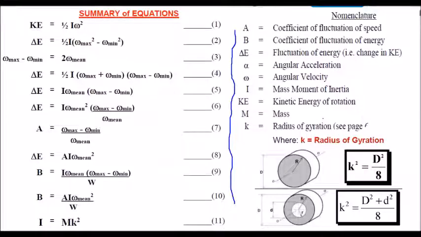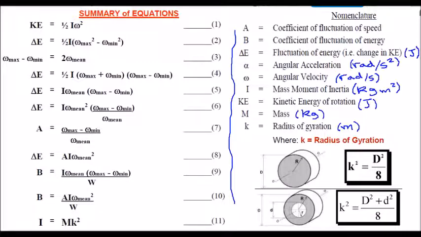And there's a summary of the equations. There are more equations in your booklet than I've got there, but those are the ones we'll be using in the work we're going to do. I did put the units on just for reference as well. Fluctuation energy is in newton meters or joules. Angular acceleration, if that occurs in our calculations, will be radians per second squared. Angular velocity is radians per second. Mass moment of inertia is kilogram meters squared. The KE terms, delta E terms, are the same in joules. Mass must be in kilograms, and radius of gyration must be in meters, all right? Do not use millimeters in this work.